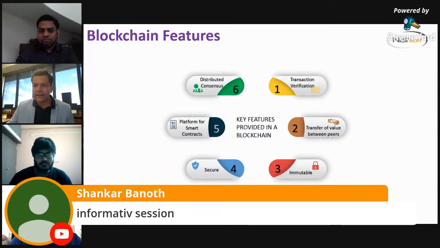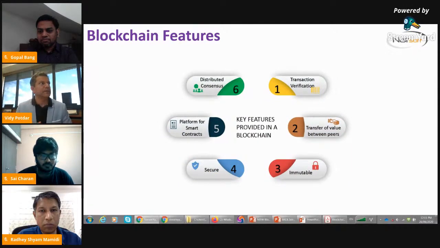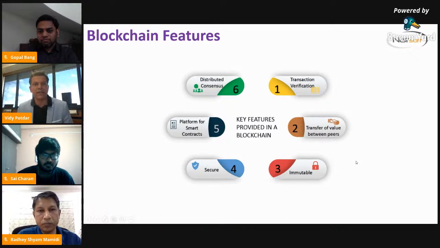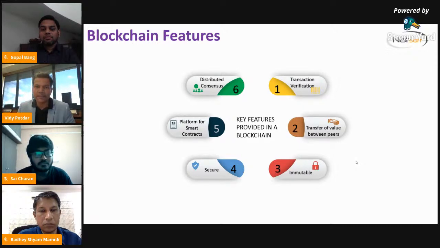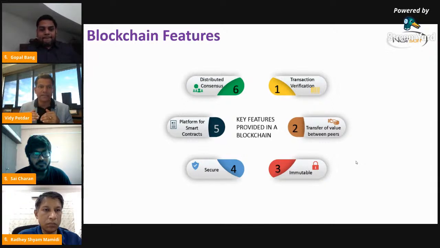All right, so let's look at some of the blockchain features, what they have. So I have listed 6 core features here. One is transaction verification, transfer of value, immutability, security, smart contracts, and distributed consensus. So when you imagine blockchain, what we are thinking about, or what we are really talking about, is transactions and the validity and authenticity of these transactions. Okay, and why is that important? It's very important for businesses.